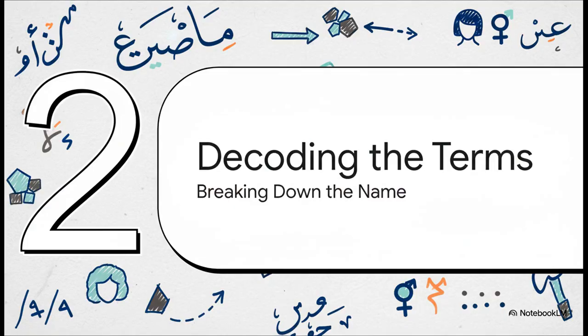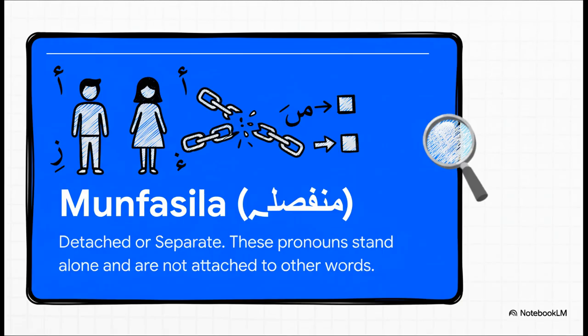Now for what looks like a really intimidating phrase, Zamair Munfasilah Marfu'ah. I know, it sounds like a mouthful, but don't worry, we're going to break it down piece by piece. It's actually super logical once you see it. So that first word, Munfasilah, what does it mean? It's simple, really. It just means detached or separate. These pronouns are their own words. They stand alone. They're not stuck onto the beginning or end of another word.